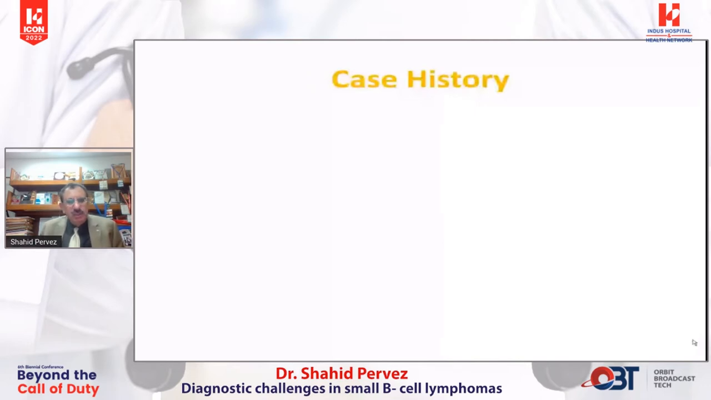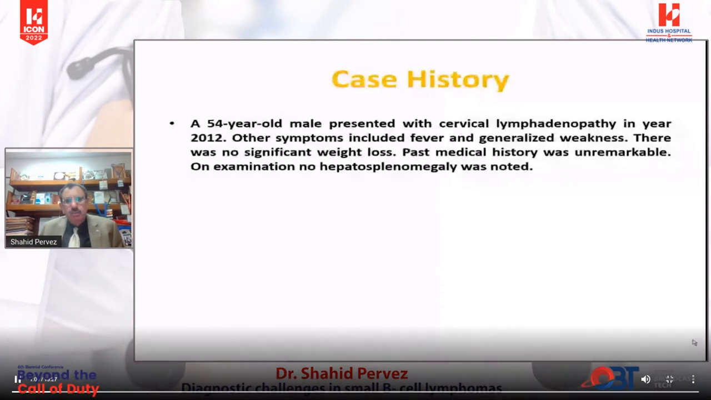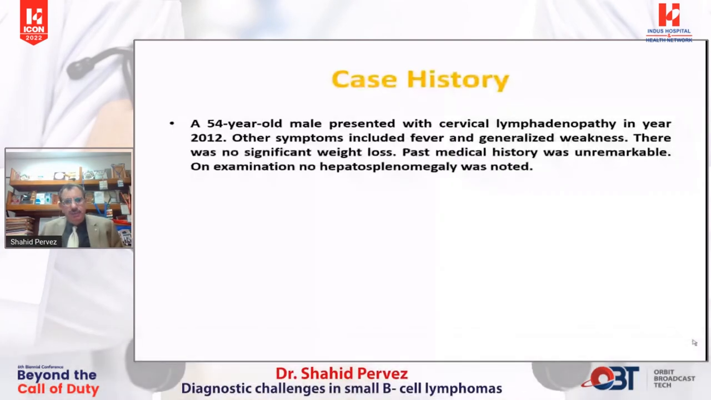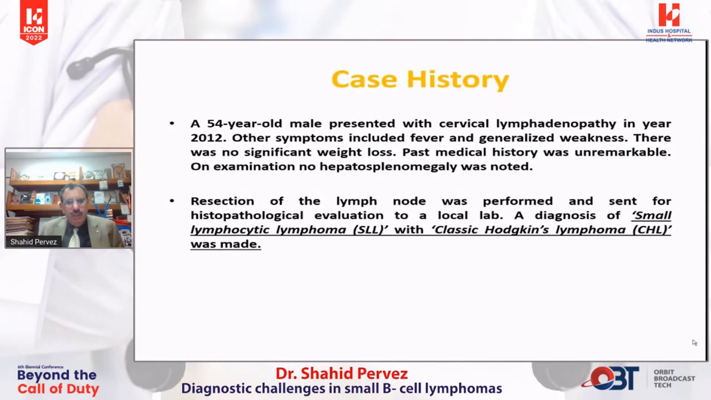This was a 54-year-old male who presented with cervical lymphadenopathy way back in 2012. Other symptoms included fever, generalized weakness, no significant weight loss, past medical history was unremarkable, and on examination, no hepatosplenomegaly or abnormality was noted. Now, resection of the lymph node was performed and sent for histopathological evaluation to a local lab in Karachi, other than our Khan AKU lab, and a diagnosis of SLL with classic Hodgkin's lymphoma was made.